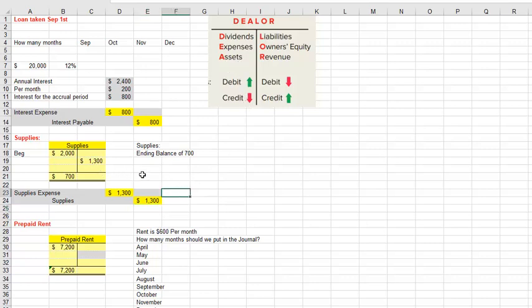The thing to take away is that we're going to have a balance. We're going to do some kind of count and determine what we have at the end of the period, and we're going to need an adjustment right here. So we need to credit the supplies asset, make that go down, and increase our expense.